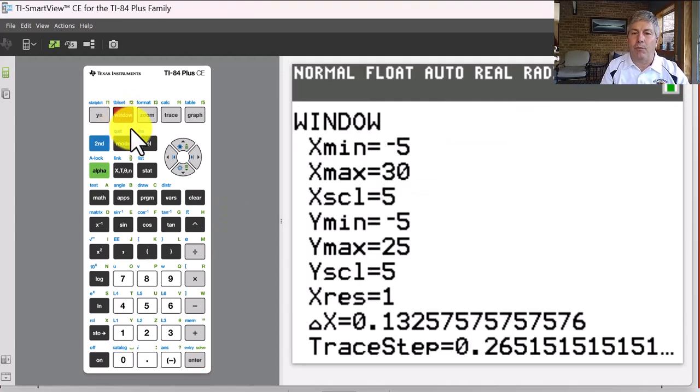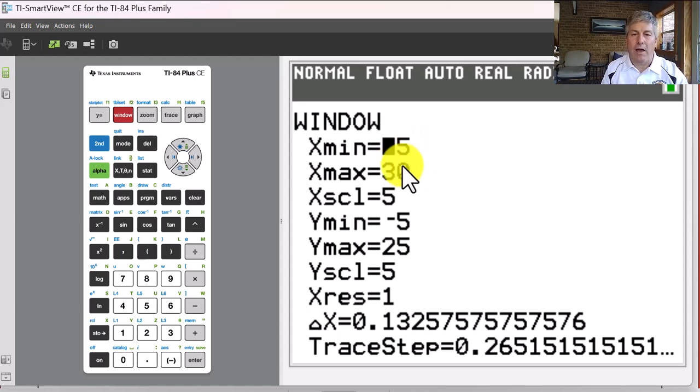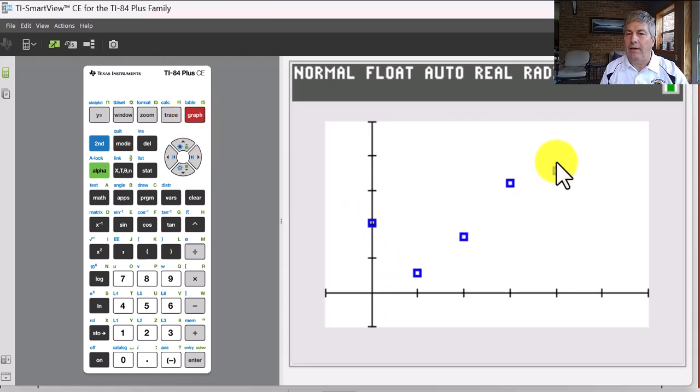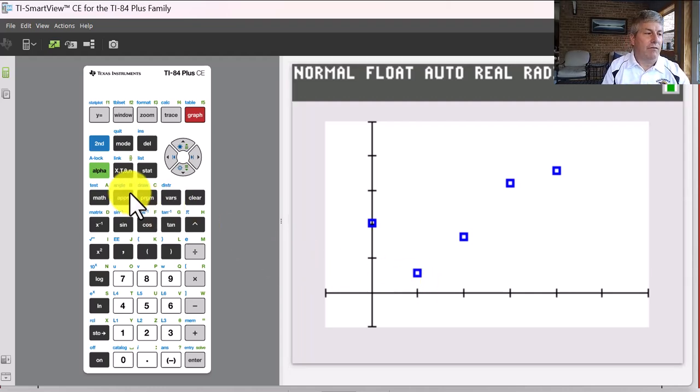Now I'll go over to my window. My x's I set between -5 and 30 so I can see my y-axis, and I counted by 5s. And my y's I set between -5 and 25, so that allows me to see my x-axis, and I counted also by 5s. So we'll go ahead and graph our data, and there's our scatter plot of our data set. So now we want to go ahead and find a linear model, a quadratic model, and a cubic model using the skills we learned in our last video.